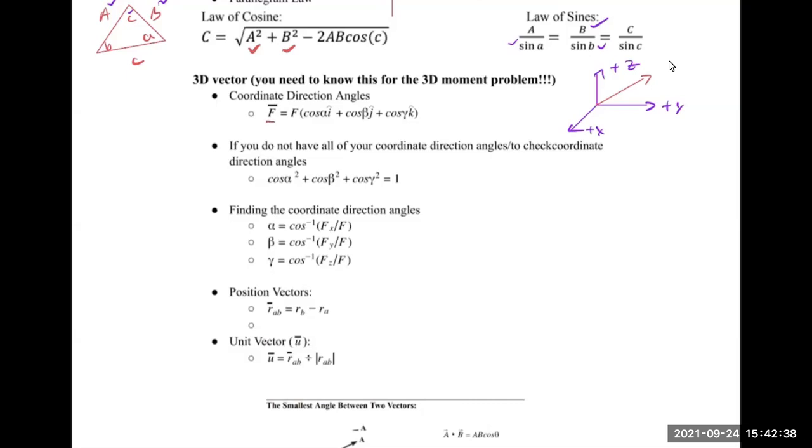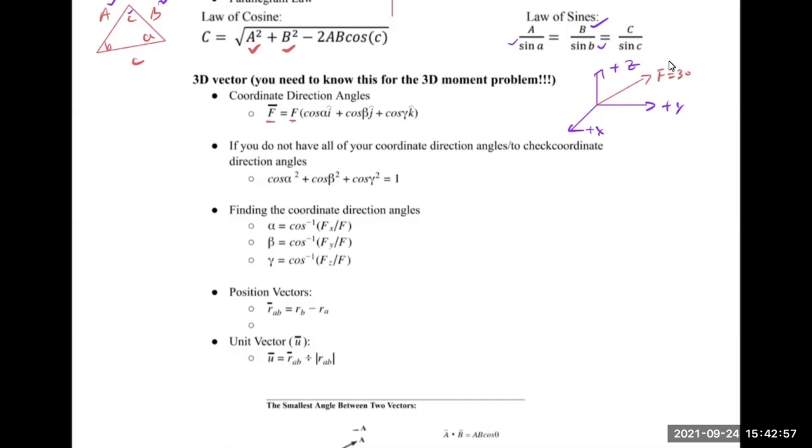This F is the F in vector form, which means that if you use the coordinate direction angle formula to find out what the F vector is, it will be in Cartesian vector form, which will have all your i, j, and k components. And this F right here will be given to you guys. Let's say this F is 30, okay?